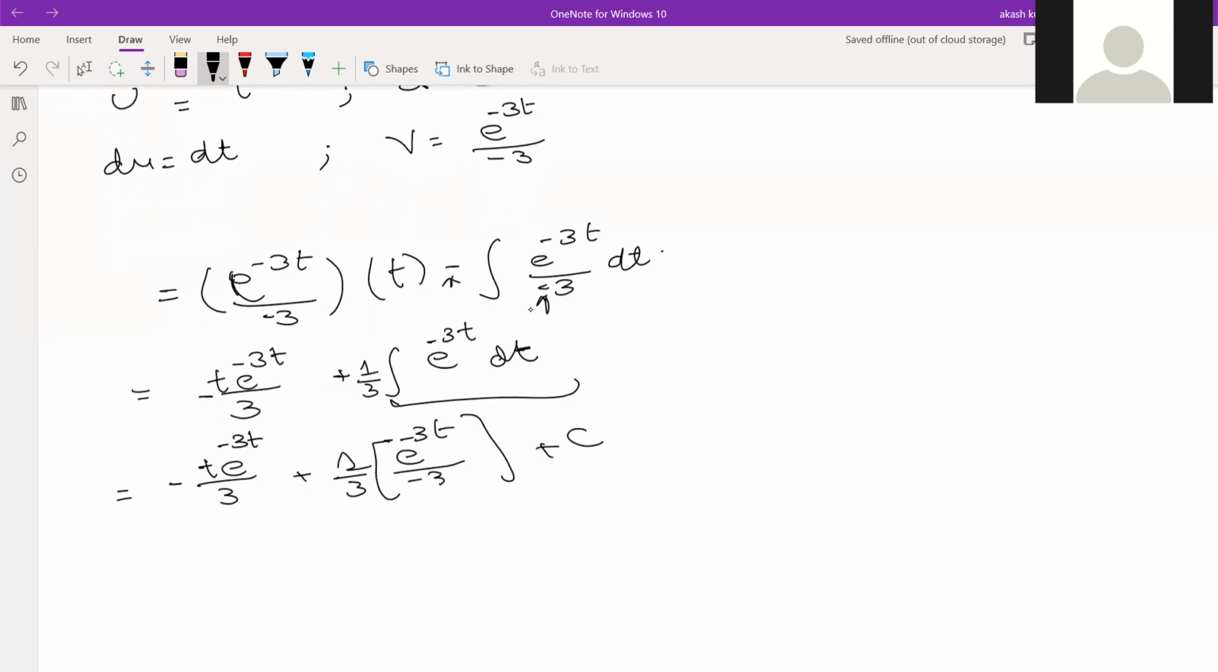First, we applied integration by parts because there were two functions, u and v. Here we don't have any function that we can call u and another v. We have only one function, that is e to the power of minus 3t.